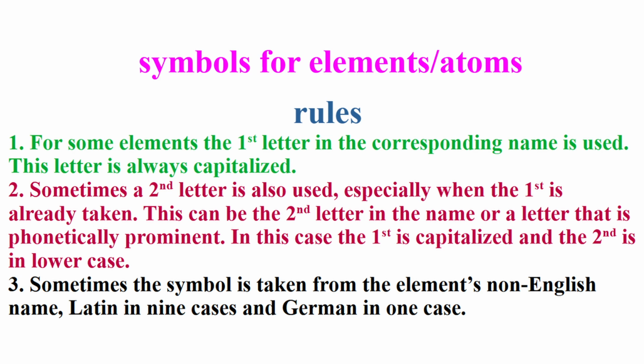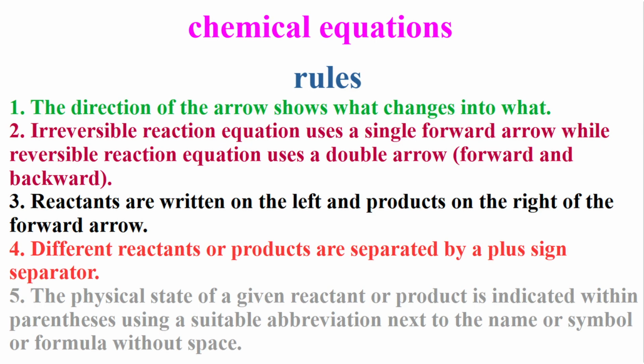The danger of not following them is clearly illustrated by the symbol for cobalt, which is uppercase C followed by lowercase o, and the formula for carbon monoxide, which is uppercase C followed by uppercase O. Another example of special representation is chemical equation. The corresponding rules are listed here. It is critical to follow these rules.